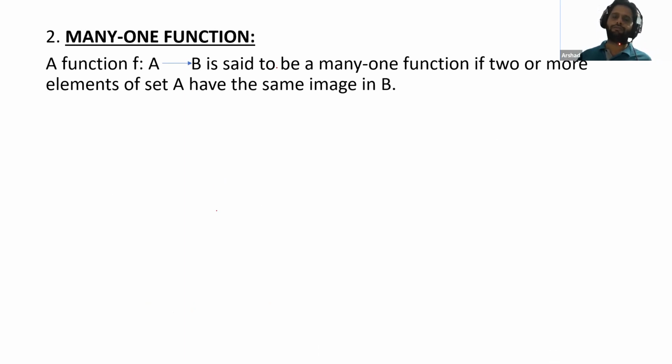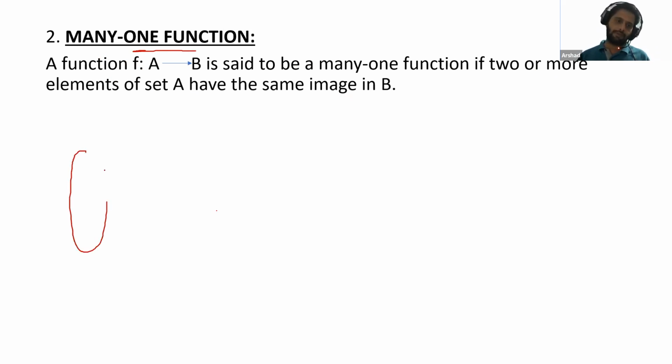A function f from A to B. Again the same symbol. So you understood this. What is meant by this one? A function f from A to B is said to be a many one function if two or more elements of set A have the same image in B. So what does this mean?